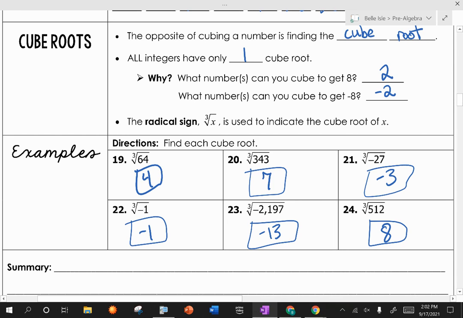Okay. Please make sure that you do the summary. Again, just 1 to 3 sentences is all it needs to be.